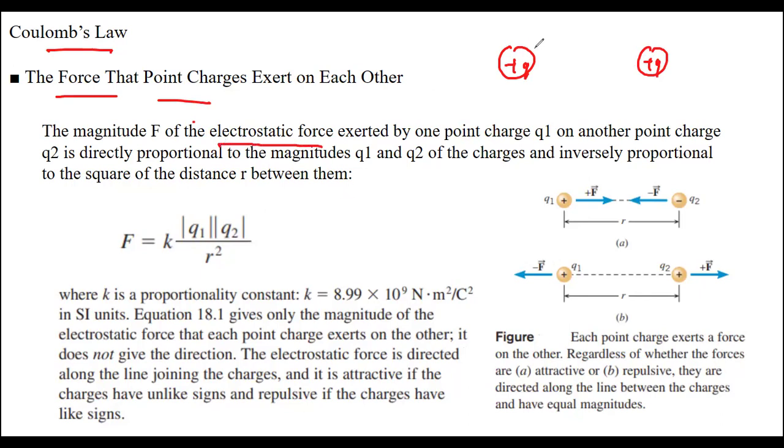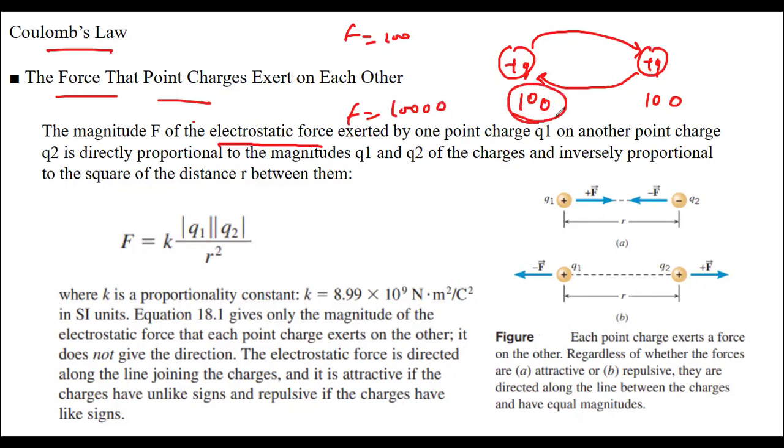So this point charge q1 will be exerting force on this one, and similarly this q2 charge will also be exerting force on the charge q1, right? And it has been observed that the force is directly proportional to the magnitude of the charges. Let's say it's 10 and 10, then the force will be, just giving you an idea, 100, and if it's 100 and 100, then the force will become larger. It will increase, right? So that means force is directly proportional to the magnitude of the charges.